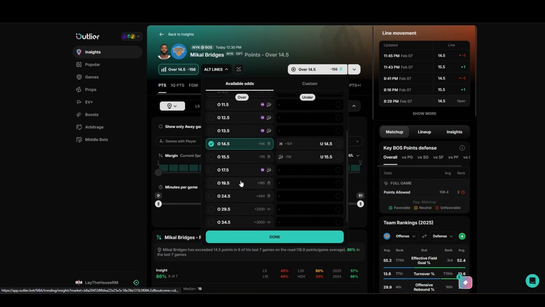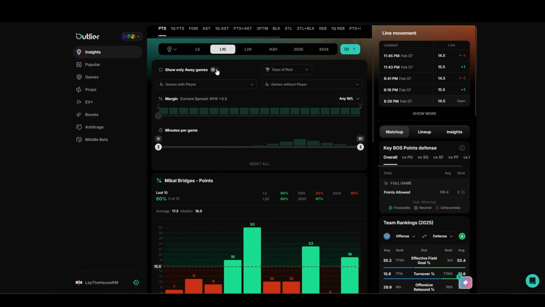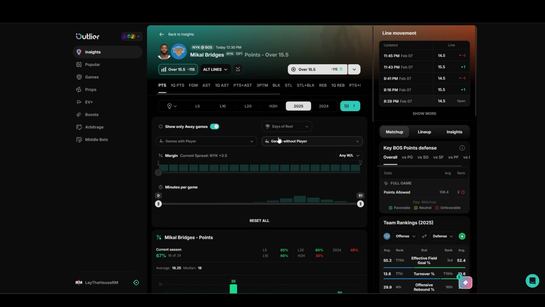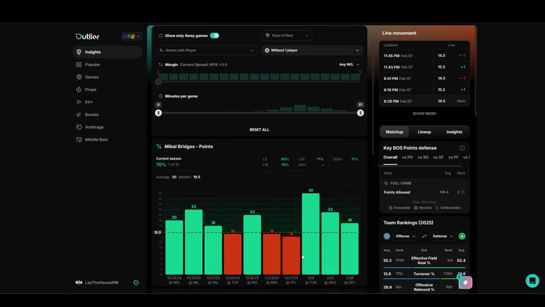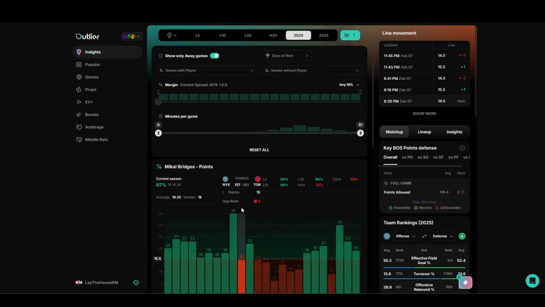So actually the line I want to see is probably 15.5 at this point. And then we'll do away games on the season. Okay, it's gone over in 16 out of 24 away games. So that's nice. We'll do games without McBride. Okay, over 7 out of 10 without McBride. I don't have to include McBride because McBride comes off the bench.